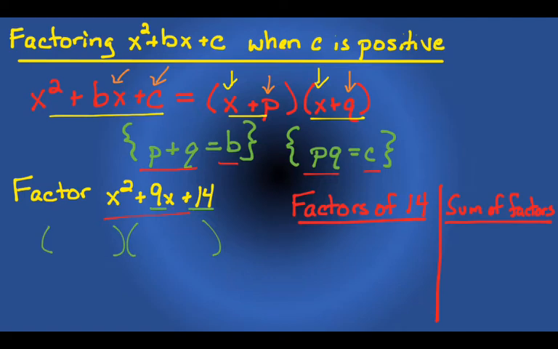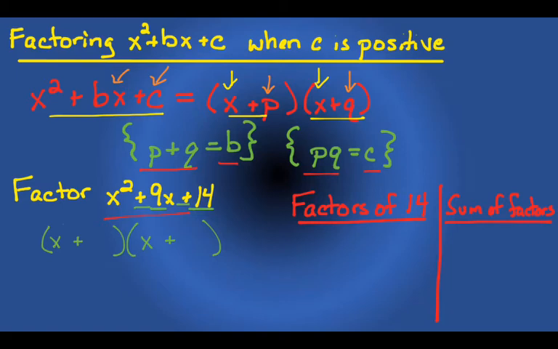Now, the first thing is we'll notice that both of the signs in the trinomial are positive. So we can say that both signs in the binomials will be positive. And we know we have x squared, so our leading term in each of the binomials will be x. So now we have to figure out those trailing numbers.